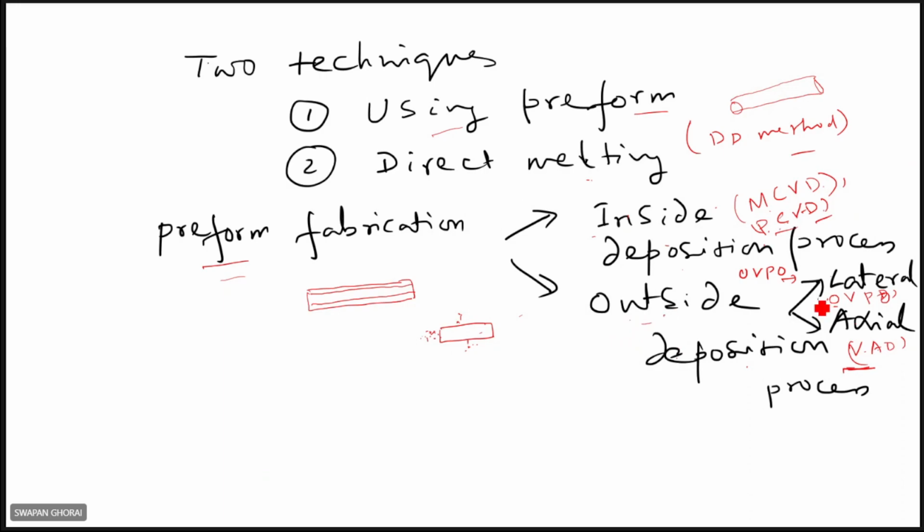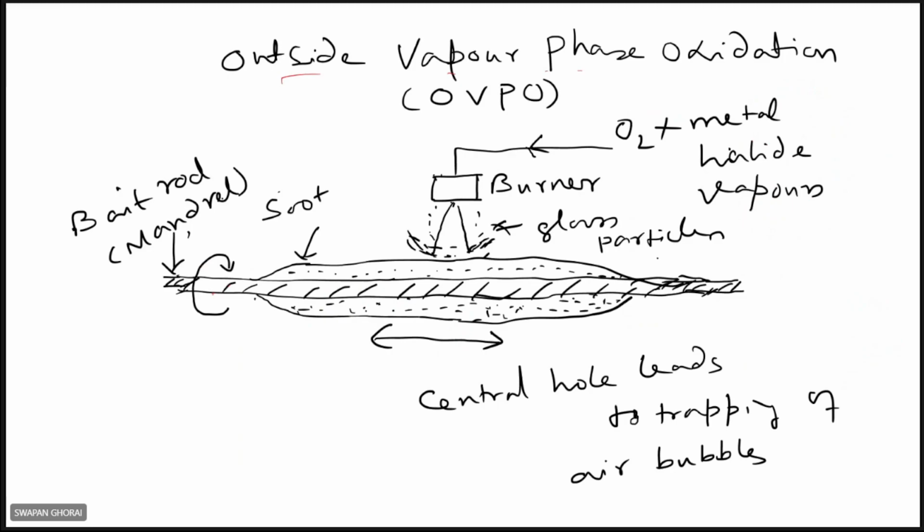So in this case, deposition occurs outside the target. This is a silica glass rod, not within it. In the first case, deposition occurs within the glass material. In this case, deposition occurs outside the glass material. Okay, let us see the figure, then it will become more clear. So this is the outside deposition process. You can see it here.